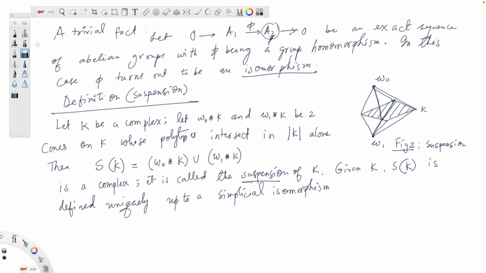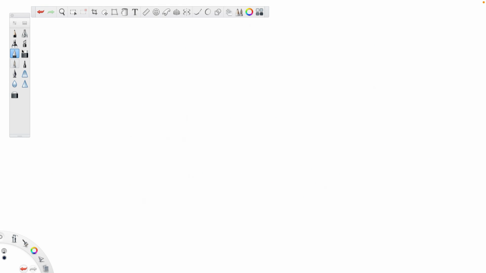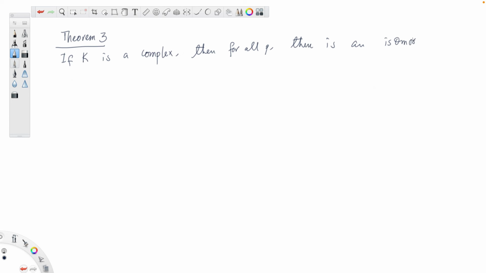Now the third theorem is about the suspension. Theorem 3. If K is a complex, then for all P, there is an isomorphism H tilde P of the suspension of K to H tilde P minus 1 of K. Okay, there is an isomorphism.